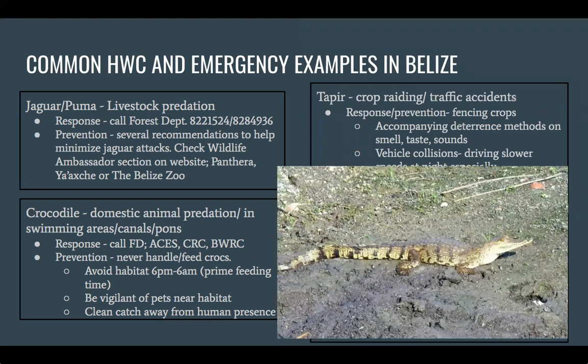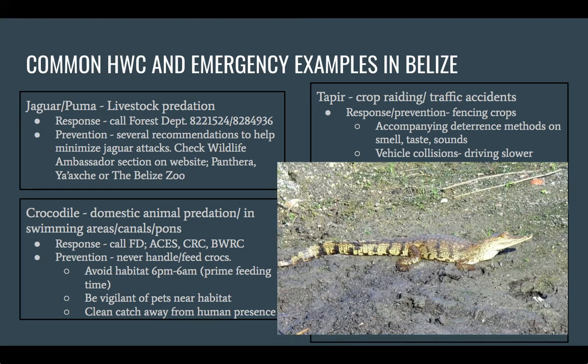And then we have crocodiles, predating on domestic animals and present in swimming areas, canals, and ponds. Response for this would be to call the forest department, ACES up in the north, CRC down in the south, the BWRC here in Cayo. And prevention for this is to never handle or feed crocodiles. They can also get habituated. Avoid their habitat during their prime feeding times, which would be more during the night, and always be vigilant of your pets near their habitat. And cleaning your catch away from where people swim is also important to keep the crocodiles away from human presence.